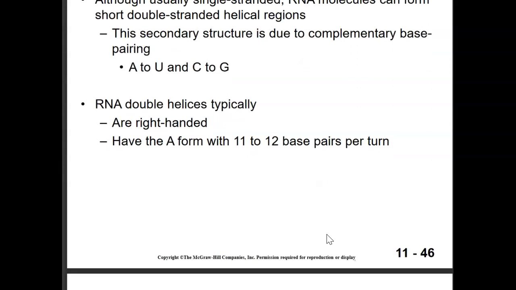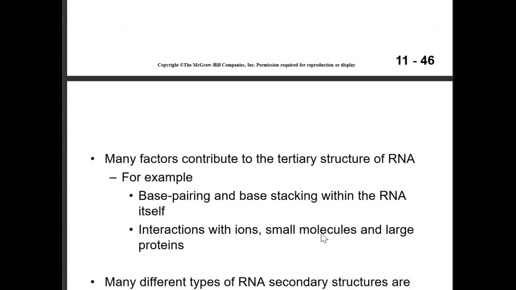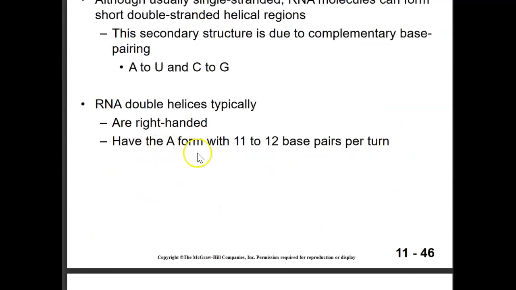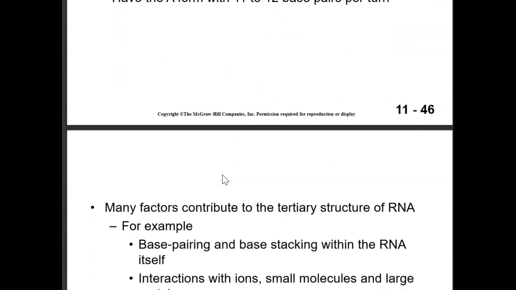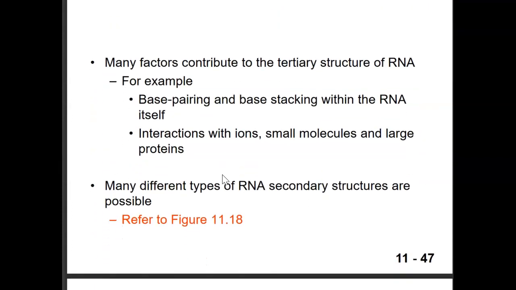They can form short double-stranded regions. We're going to talk about that. That's called RNA snapback or RNA base pairing. Basically, the idea is that RNA helices are going to be a right-handed helix, and that happens when RNA snaps back on itself and forms hydrogen bonding. We'll get to that a little bit later. So those are going to form secondary structures.